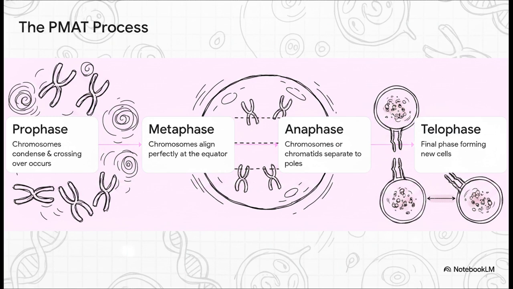Then A is for anaphase, or apart. Chromosomes or chromatids are physically pulled apart by spindle fibers and move to opposite poles. Finally, T is for telophase, or terminal. This is the final phase where a new nuclear membrane forms and the cells physically divide. So P, M, A, T. Preparation, middle, apart, terminal. Burn that into your brain for sure.